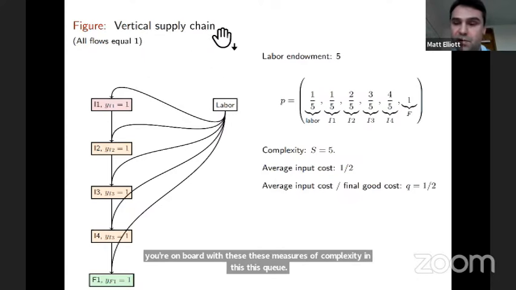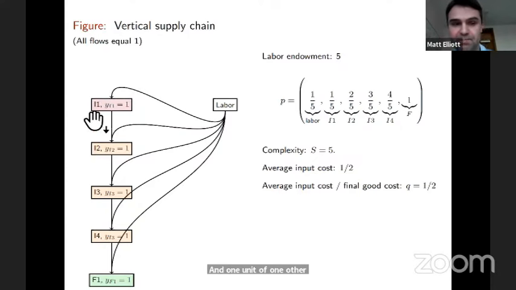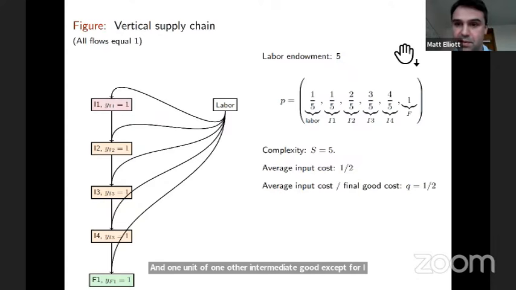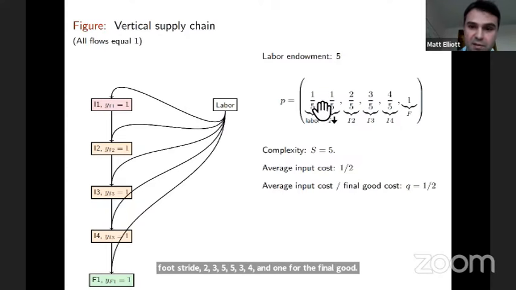So this is what we're going to call a vertical supply chain. Here, each technology uses one unit of labor and one unit of one other intermediate good, except for I1, which just needs one unit of labor. In this world, in equilibrium, the prices are going to be 0.2, or one-fifth, for labor, one-fifth for I1, two-fifths for I2, three-fifths for I3, four-fifths for I4, and one for the final good. Again, the one is a normalization. And so you can see that the value of the intermediate good industries is increasing as we get further downstream.